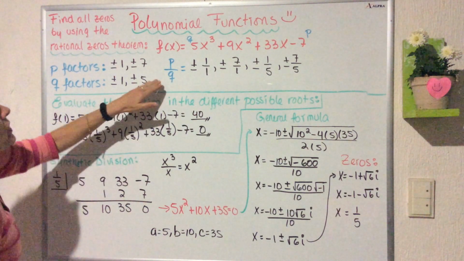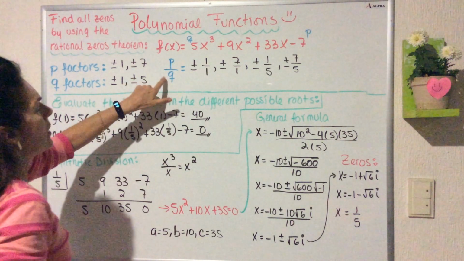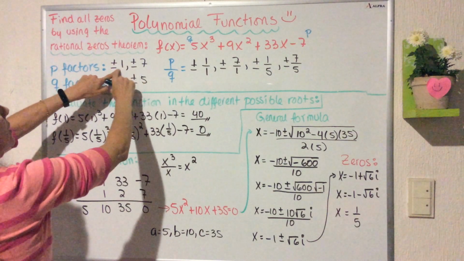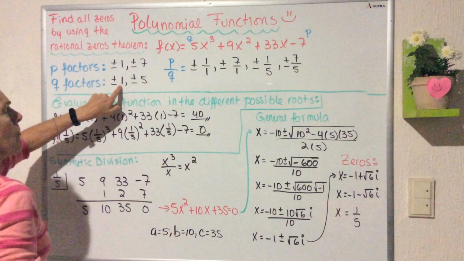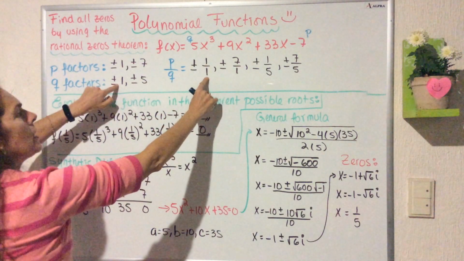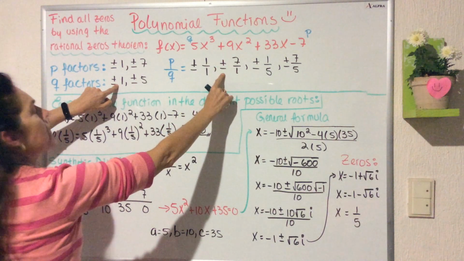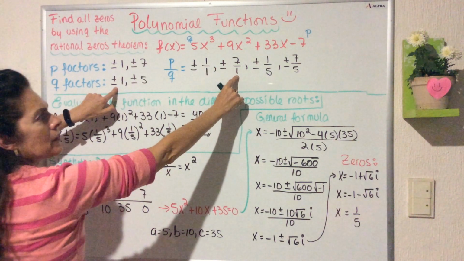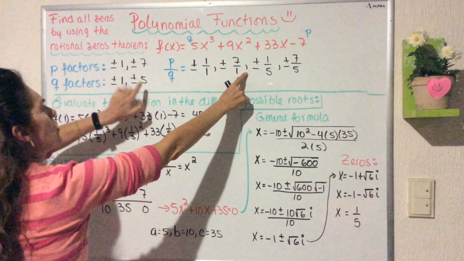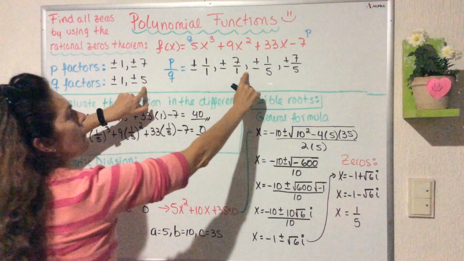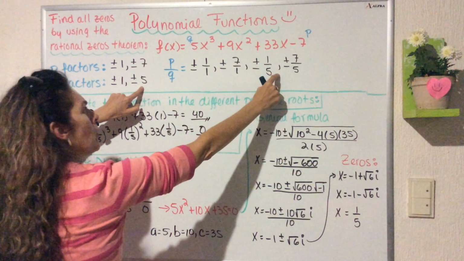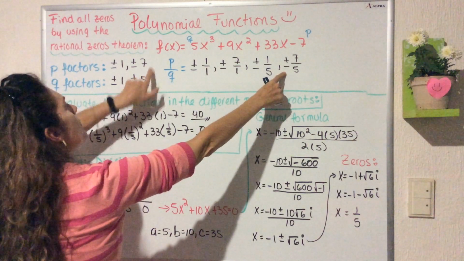Then remember that we have to get the quotient of p divided by q. So we are going to first take the factors of p, and we are going to divide them by 1. So we have positive or negative 1 divided by 1, comma, positive or negative 7 divided by 1, comma, and then I'm going to divide the two p factors by 5. So we have positive or negative 1 divided by 5 now, and then comma, positive or negative 7 divided by 5.